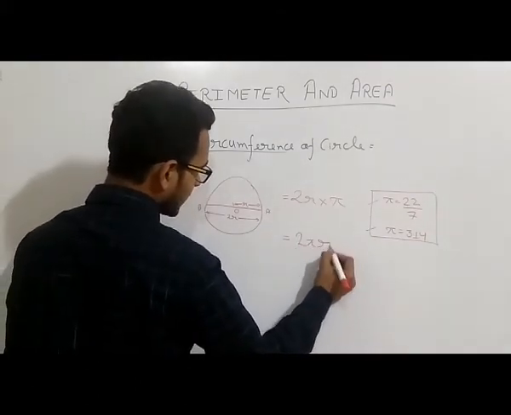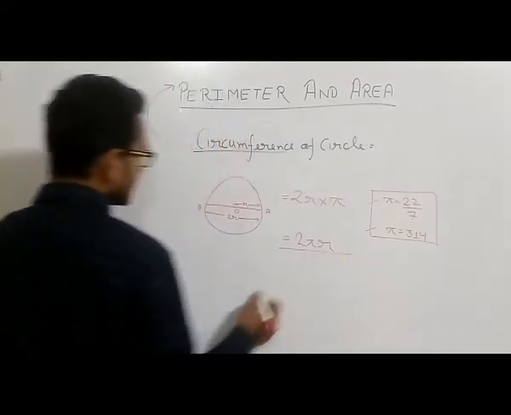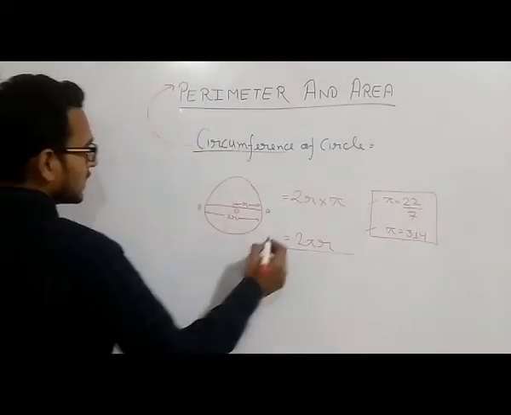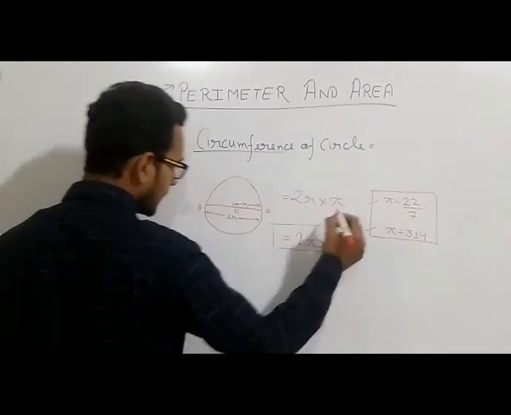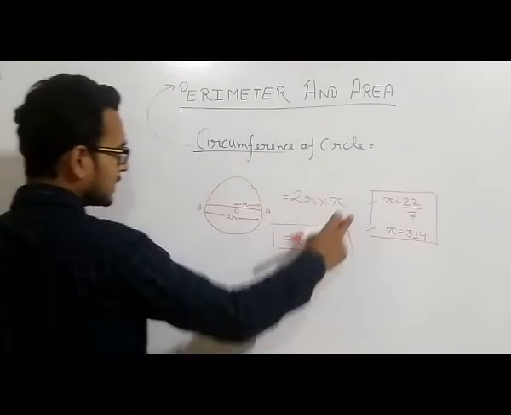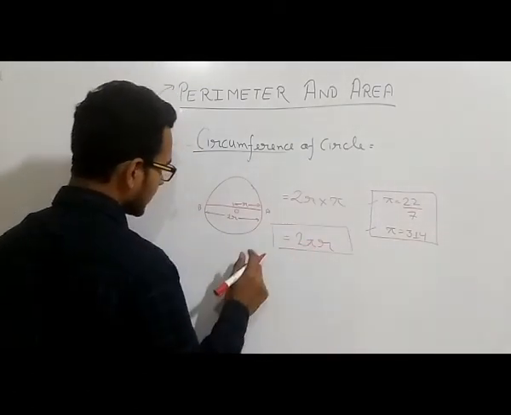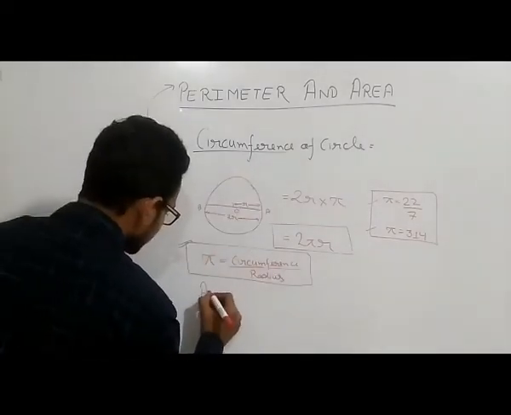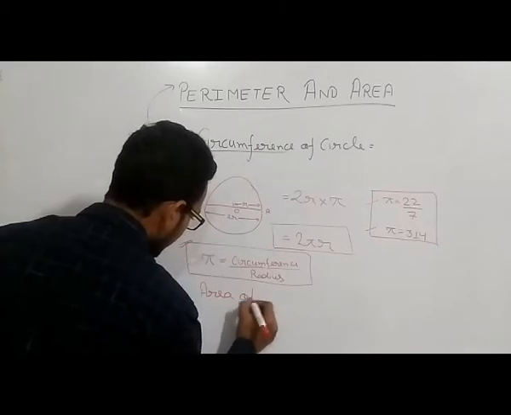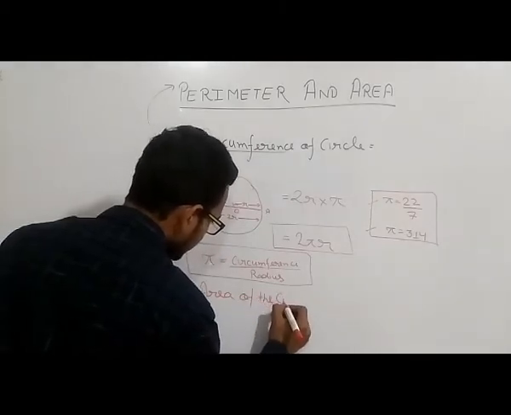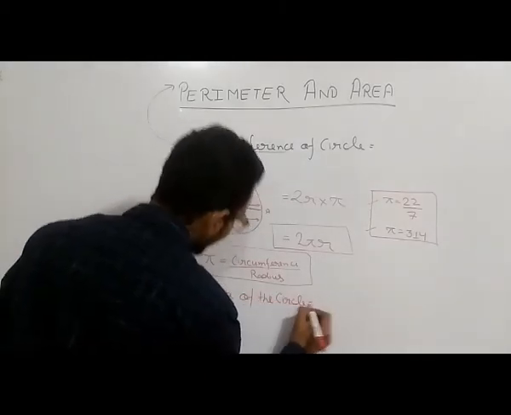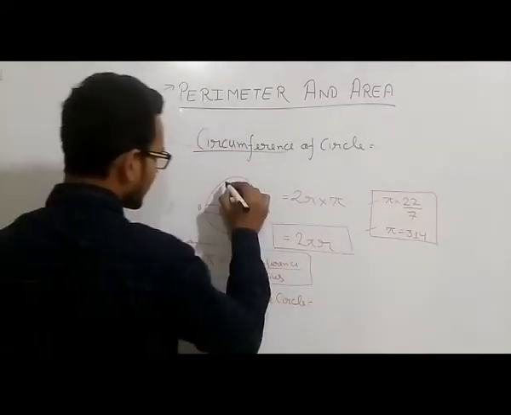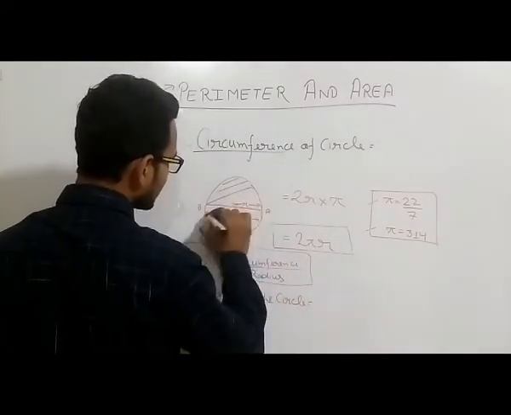We can write the circumference of a circle as 2 pi r. Here pi is the constant. Let us find out the area of the circle. You know very well that the area of the circle is the inner portion.